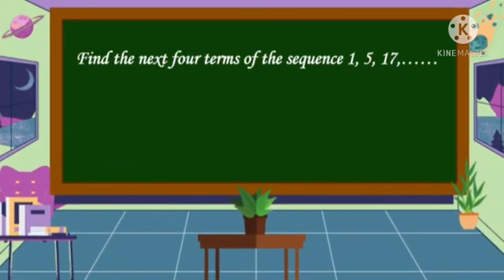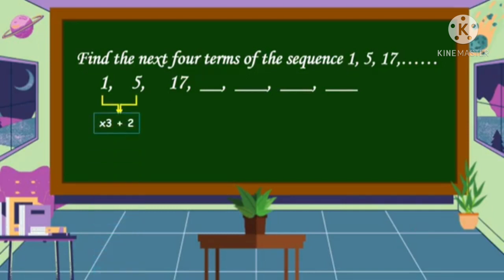Find the next 4 terms of the sequence 1, 5, 17, and so on. So let's evaluate the sequence 1, 5, 17. And what is the pattern? For 1 and 5, the pattern is times 3 plus 2. 1 times 3 is equal to 3 plus 2 is equal to 5. 5 times 3 is equal to 15 plus 2 is equal to 17.